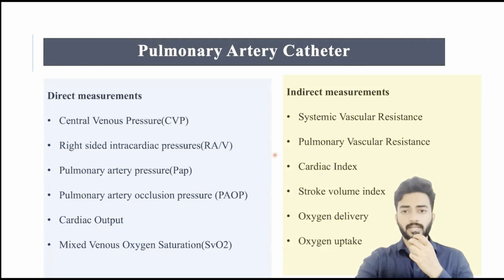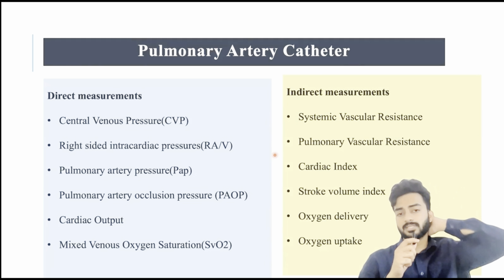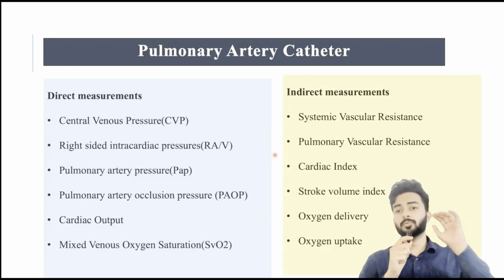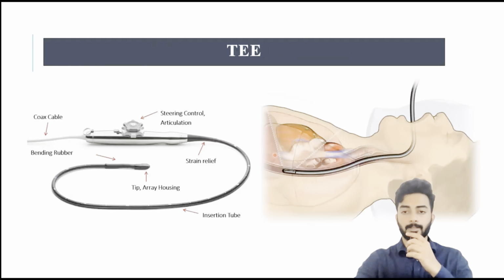So from the pulmonary artery catheter, what are the parameters we can measure? Directly it measures CVP, RA pressure, PA pressure, pulmonary artery occlusion pressure, cardiac output, and mixed venous oxygen saturation. And indirectly, it gives an idea about SVR, pulmonary vascular resistance, cardiac index, stroke volume, oxygen delivery, and oxygen uptake.